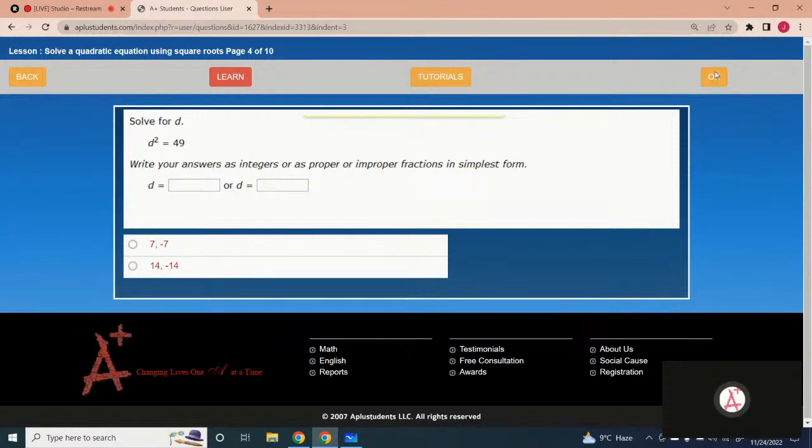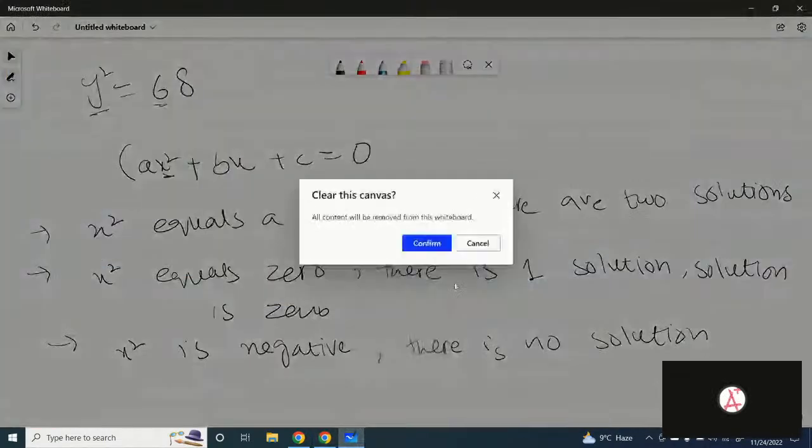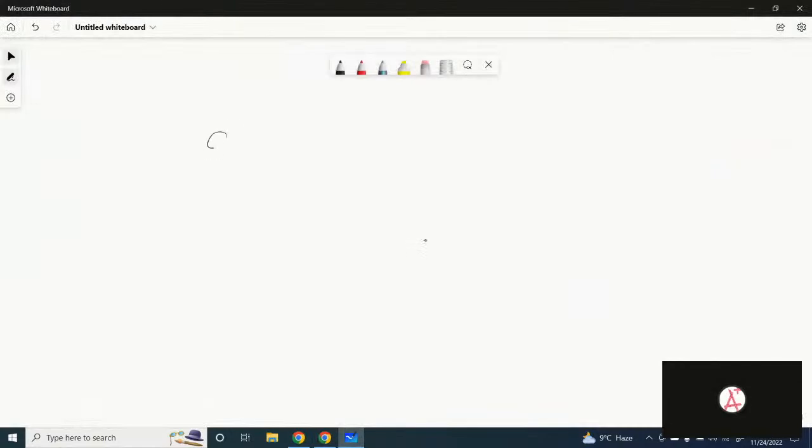D square equals 49. Let's just solve this equation for D. D square equals 49. Okay, let's just take the square root of both sides. So when you take the square root of both sides, D equals the square root of 49, which is plus minus 7.